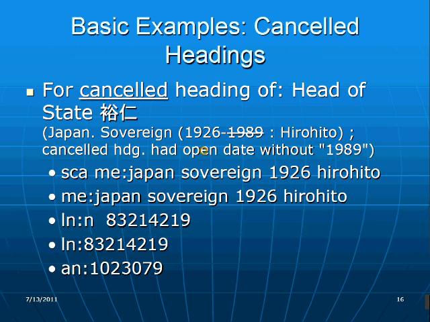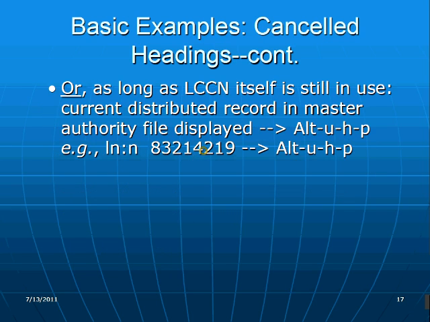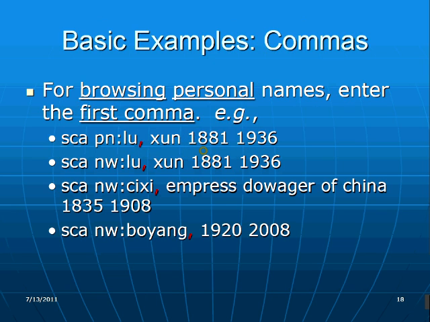For superseded versions of authority records, an example is this head of state in the authority history file. Although the current version of the authority record has the date closed with 1989, a superseded version of the authority record had it open without 1989. Some command possibilities include SCA ME colon Japan Sovereign 1926 Hirohito, or ME colon Japan Sovereign 1926 Hirohito. LCCN and OCLC authority record number searches are in the same manner as with the authority master file. An alternative is, as long as LCCN itself is still in use, a current distributed record in the authority master file may be displayed first, then key combination Alt-UHP may be pressed.